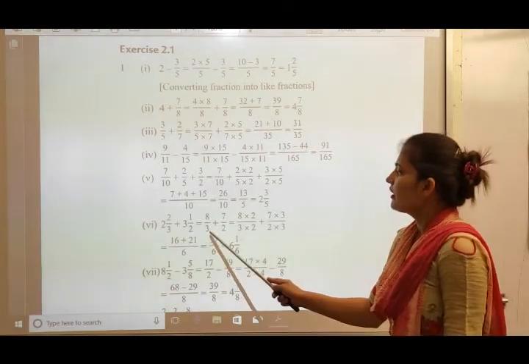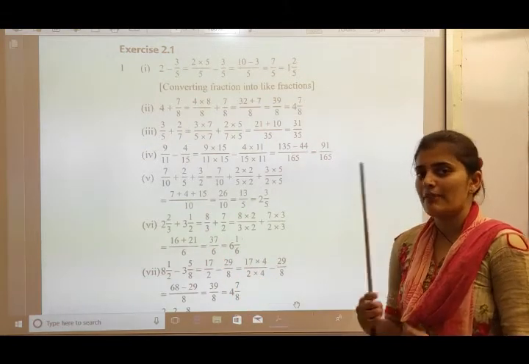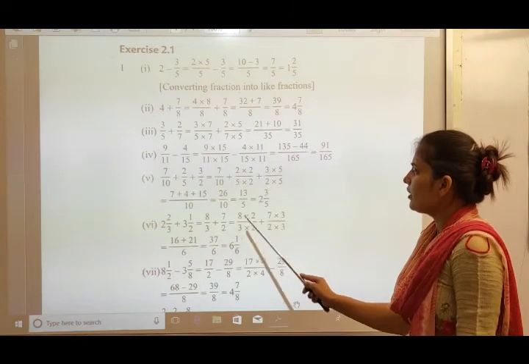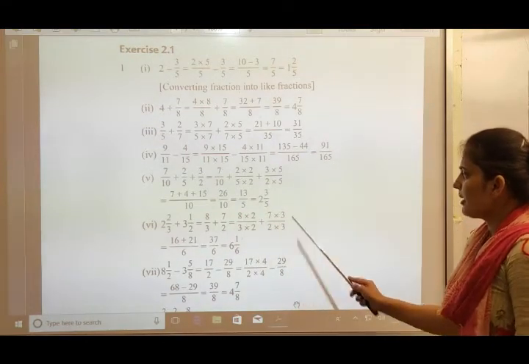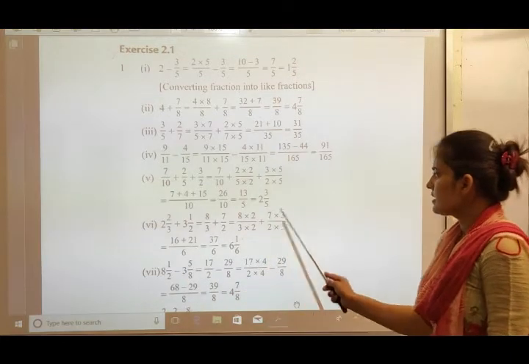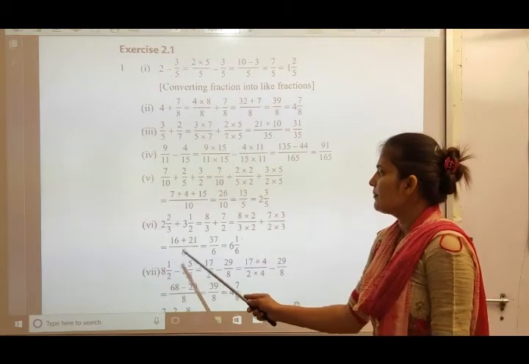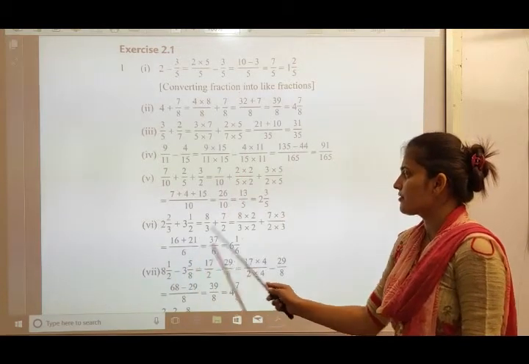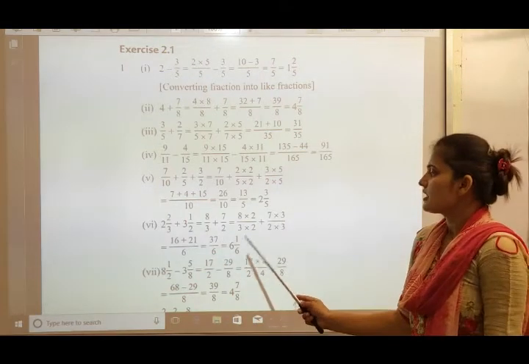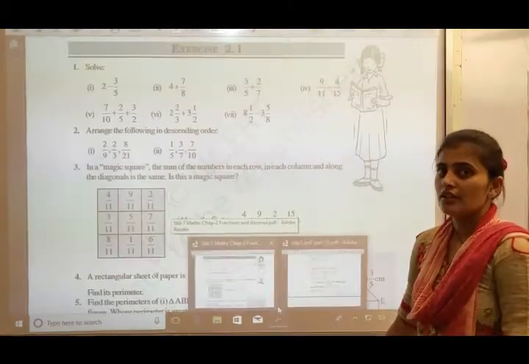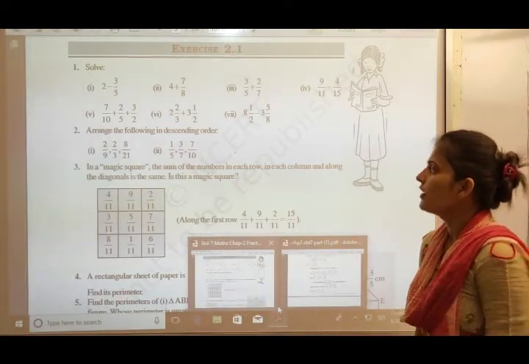Where the denominator is 3, we multiply by 2. So 3 multiplied by 2, 8 multiplied by 2, plus 2 multiplied by 3, 7 multiplied by 3. So 8 2s are 16, 7 3s are 21, the same plus sign is there, divided by 6. It will be equal to 16 plus 21, 37 divided by 6. Convert into a mixed fraction, 6 1 by 6. Here the second question is given: arrange the following in descending order.